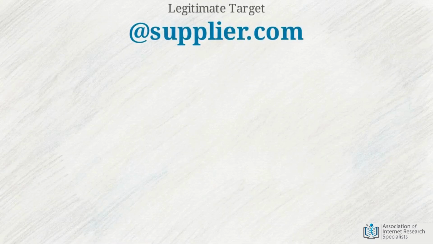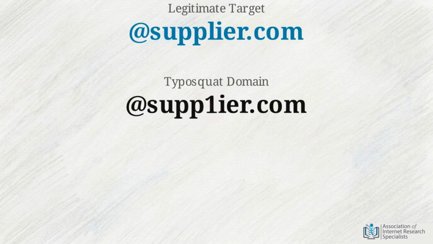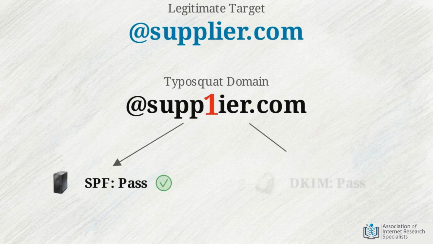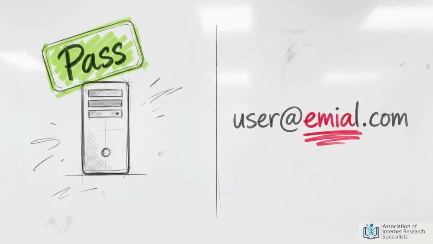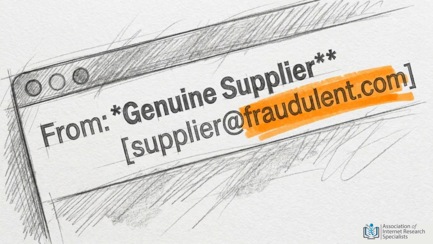This diagram illustrates a typosquat. The attacker registered a domain exactly one character off from your real supplier. They properly configured SPF and DKIM records for their fake infrastructure, so the message technically passes all checks. Passing authentication proves the message came from where it claims to be from. It does not guarantee that the domain itself belongs to the person you think you are talking to.